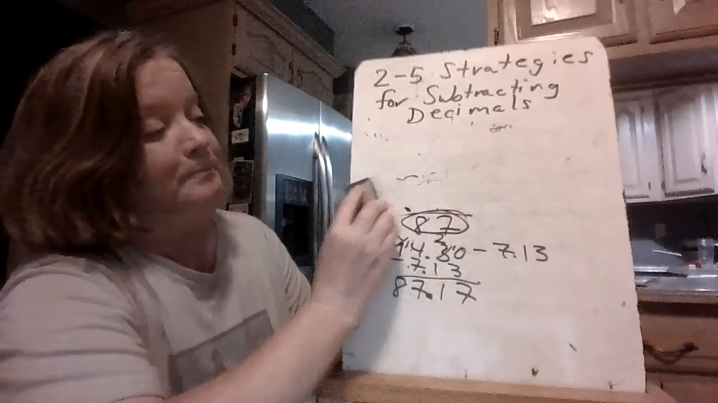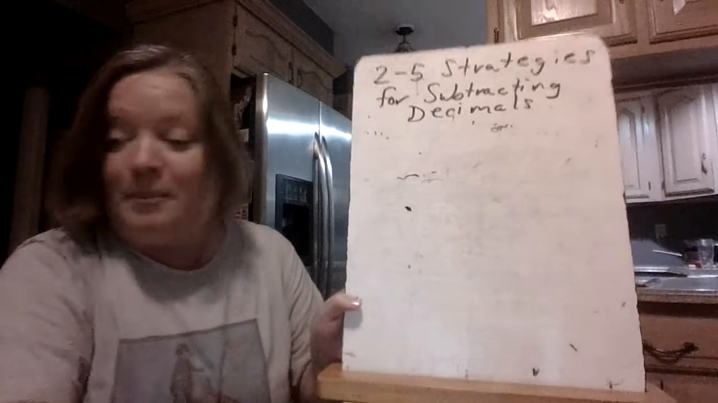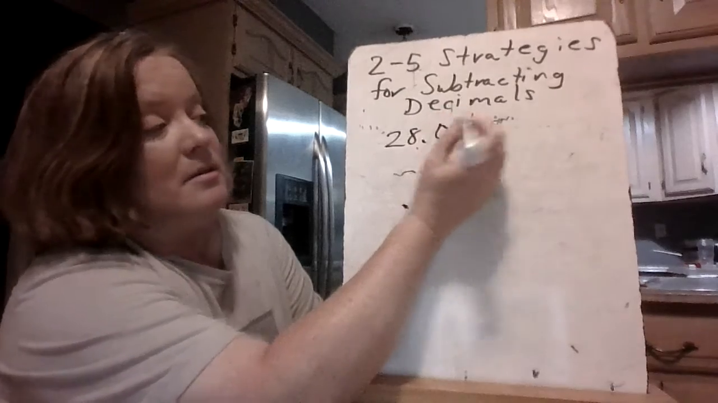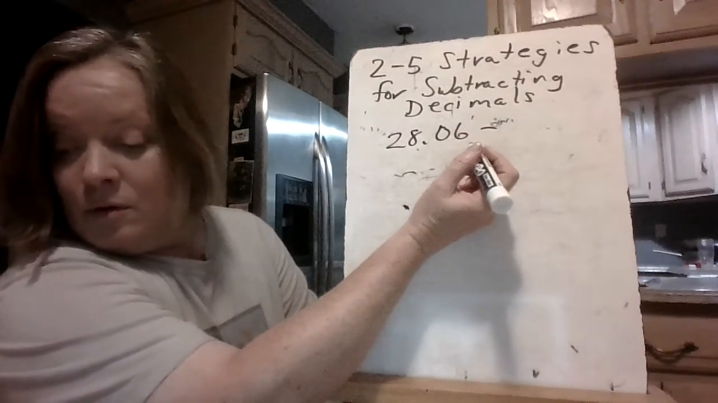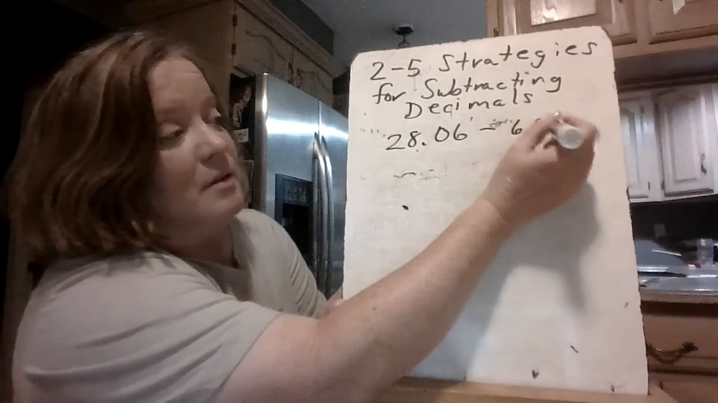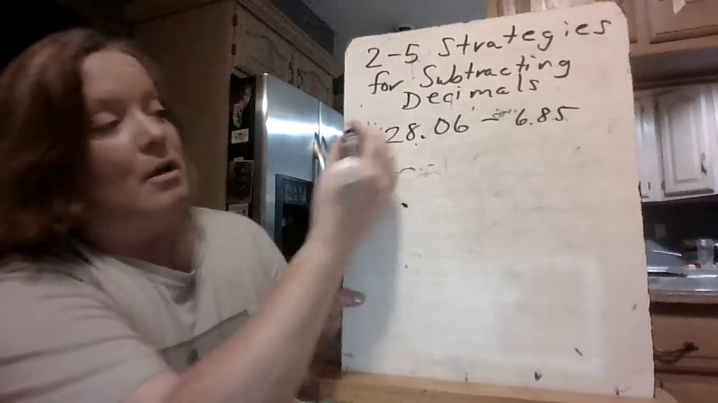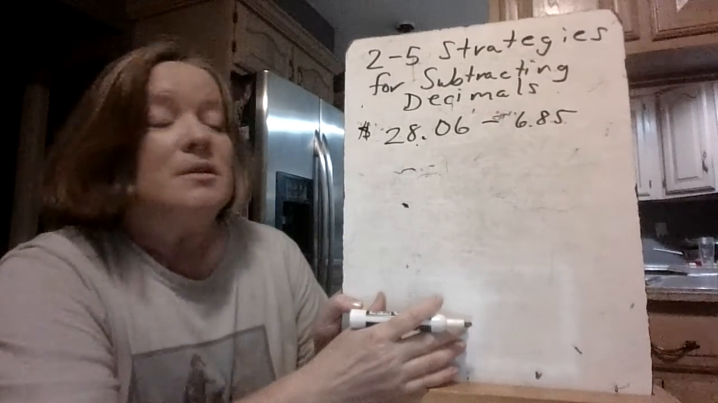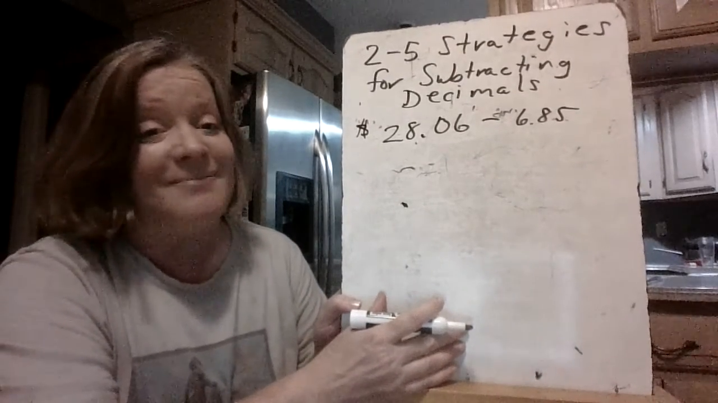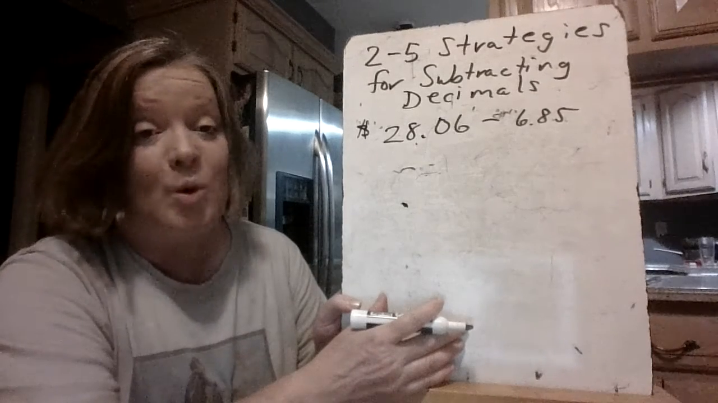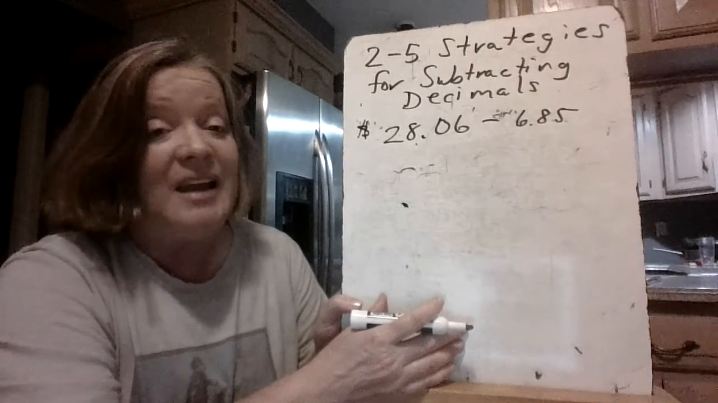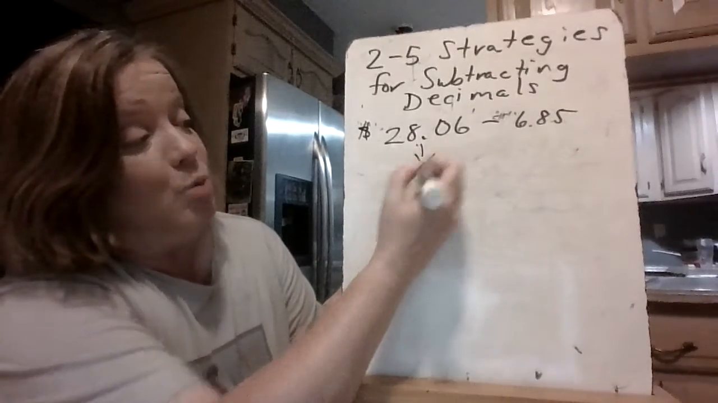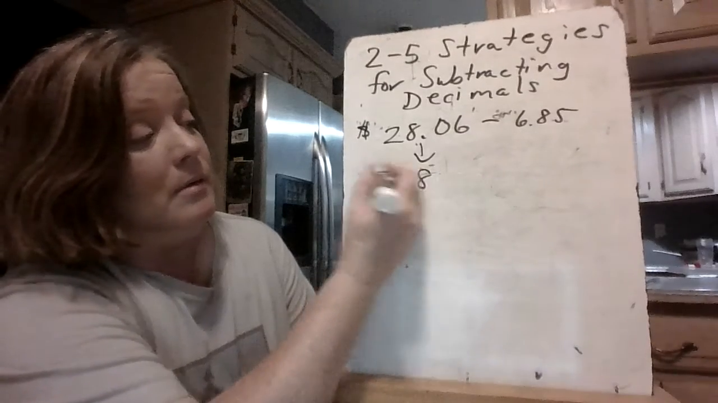Let's try another one, and I'll pick up the pace here a little bit. Okay, let's say we had 28 and 6 hundredths minus 6 and 85 hundredths. Again, I'm going to try estimation. Throw a dollar sign in front of this to give it a little context. Love working with money. So if I have $28.06, I don't know about you, but I'm really much closer to $28 than $29, right? I need 94 more cents to get me up to $29. So I'm going to round this down to 28.